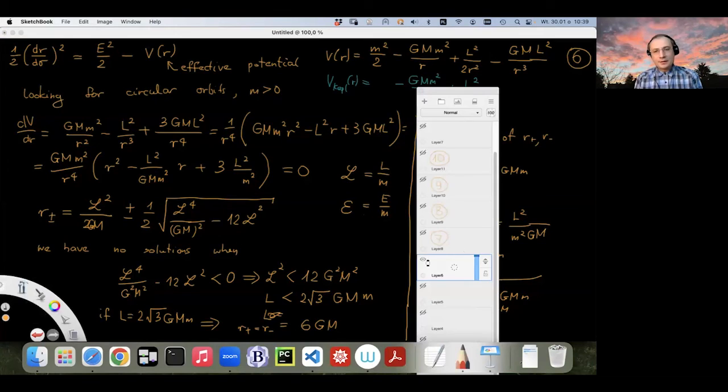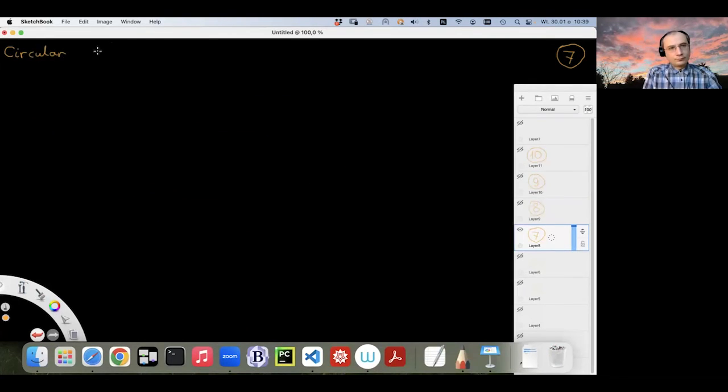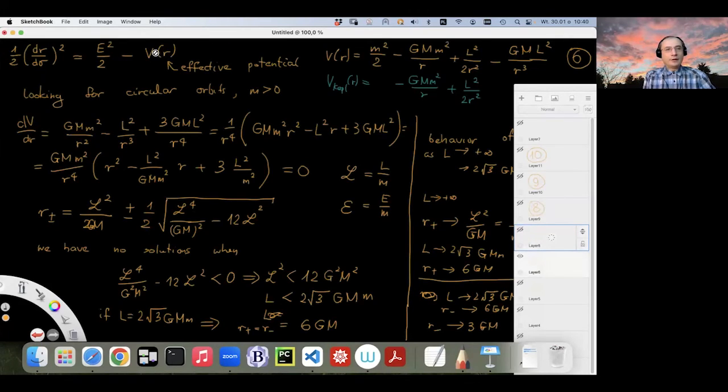So obviously the next topic will be massless particles. So photons. Can we have circular orbits for photons? So again, we calculate the derivative of the radial effective potential. dV over dr equal to 0 gives us some kind of equilibrium, stable or unstable point.